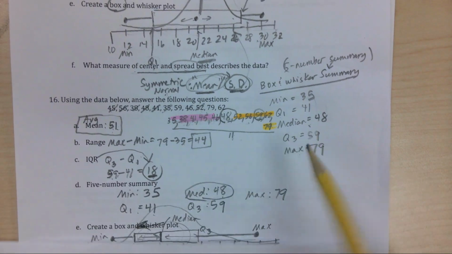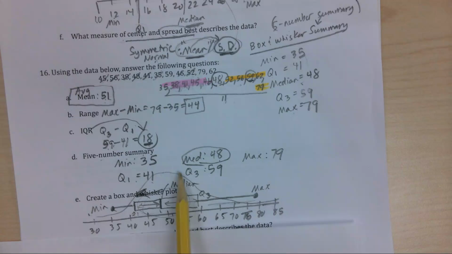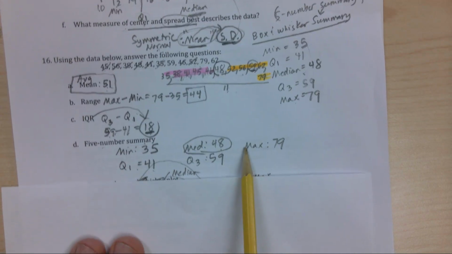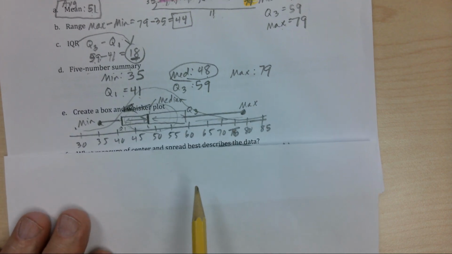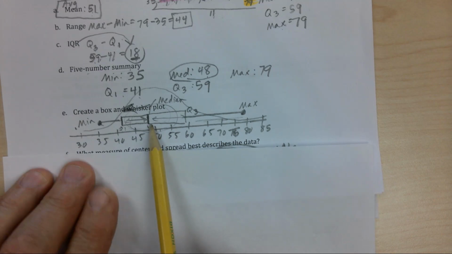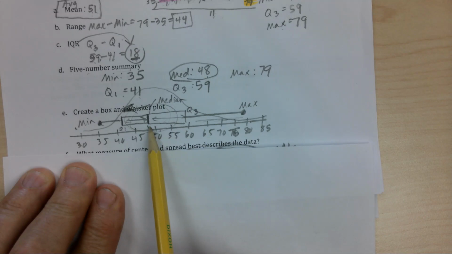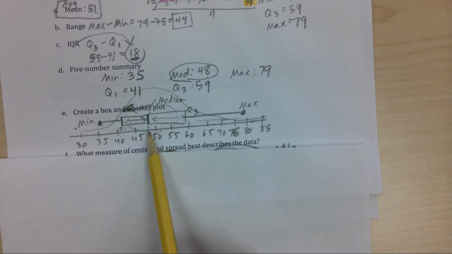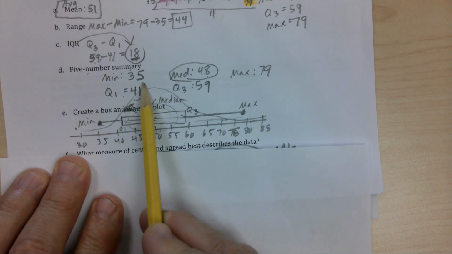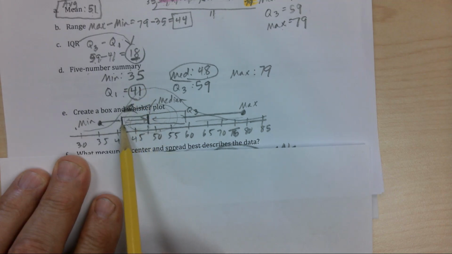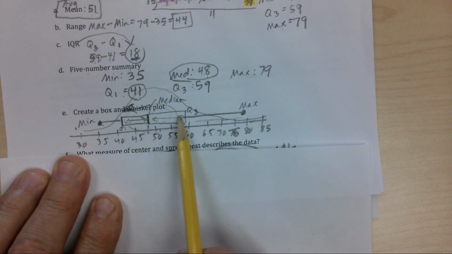I'm getting prepared for the 5-number summary, and I've just got it all written down here as well. Now, here comes the meat and potatoes, in my opinion. Create a box and whisker plot. So, remember, you start right here with the median, and we notice that's 48. And then we go down to our lower quartile, which is 41 for the box. Then we go up to our upper quartile, which we said was 59, so I put it right there.